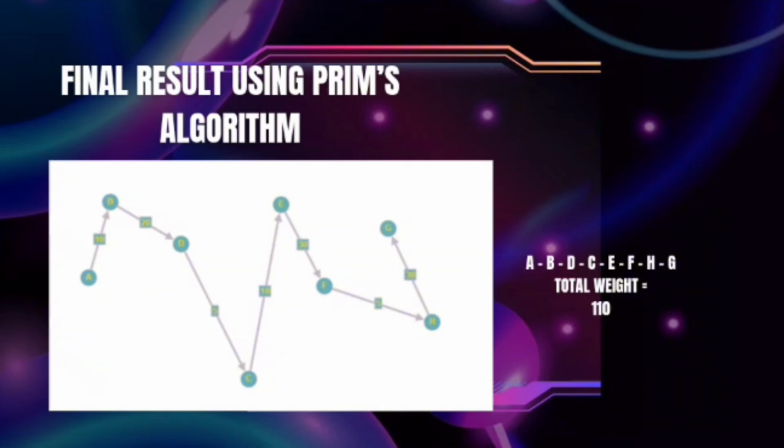So, as you can see, this is the final result that we get from using Prim's algorithm. The total weight of the minimal spanning tree of this graph is 110.